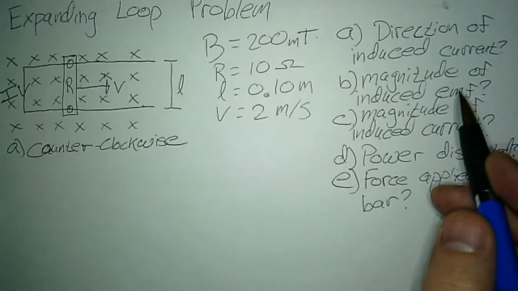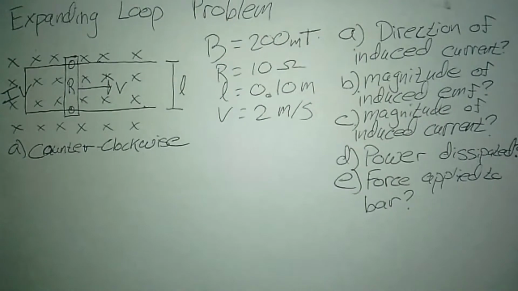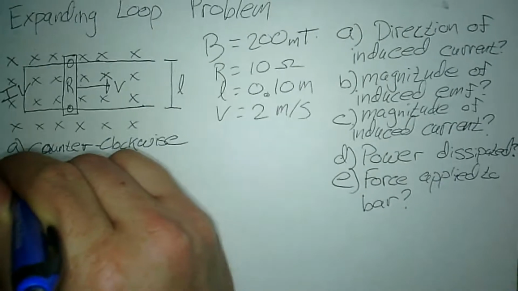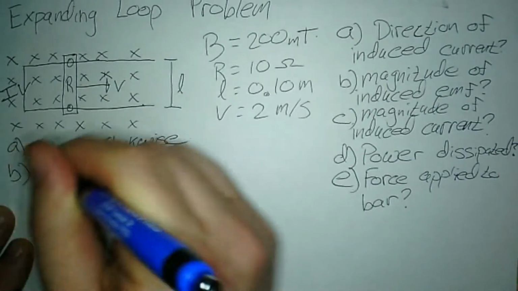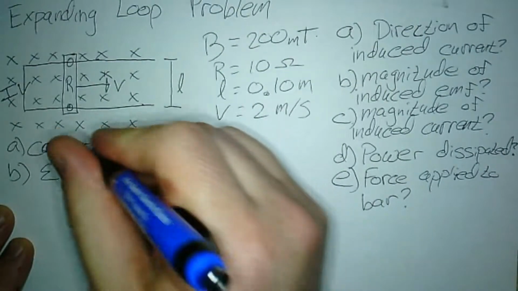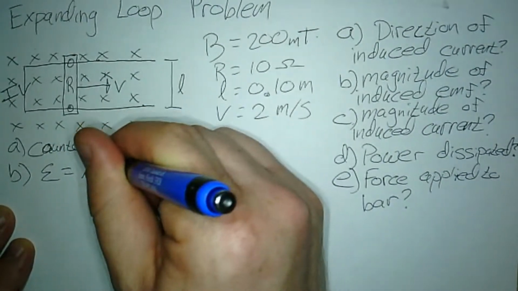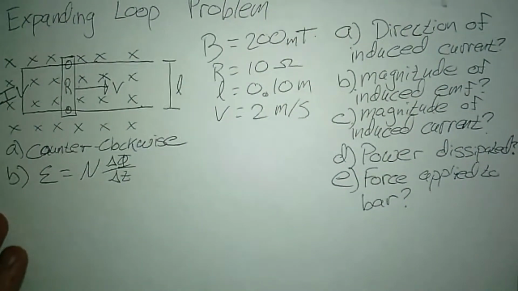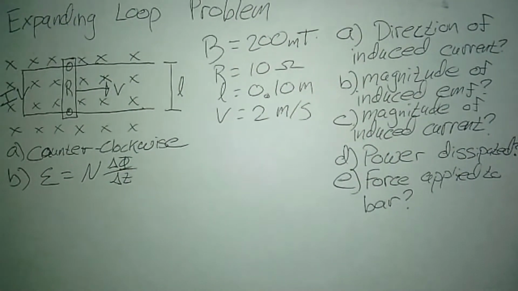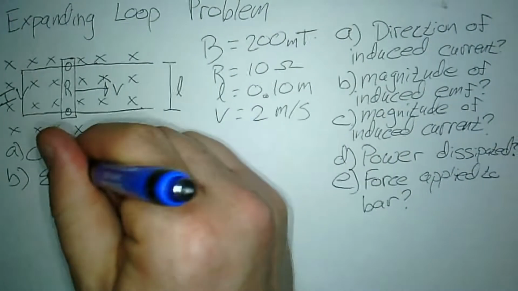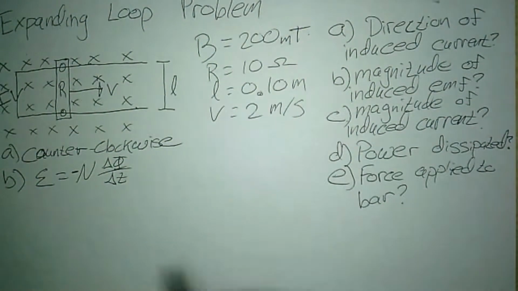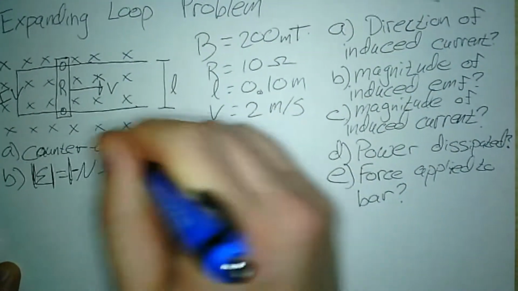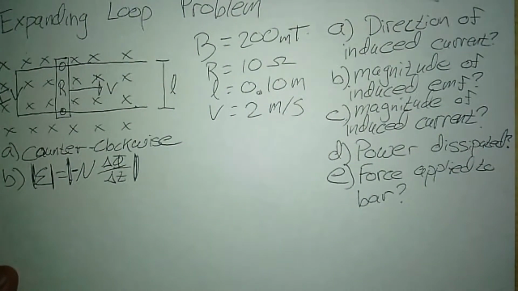All right. Part B, it wants to know what's the magnitude of the induced EMF. For part B, I need to solve Faraday's law. So it's going to equal N times the rate of change of my flux. The real tricky part here is figuring out the rate of change of my flux, because we know N. We also know this should be a minus sign, but it says magnitude, so I don't really care about that, because I'm going to put absolute value signs around it.